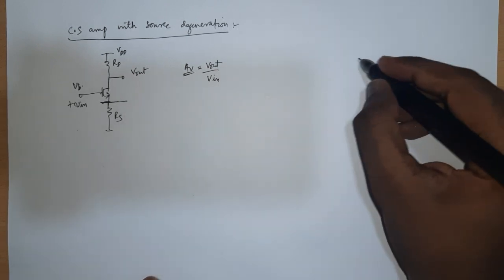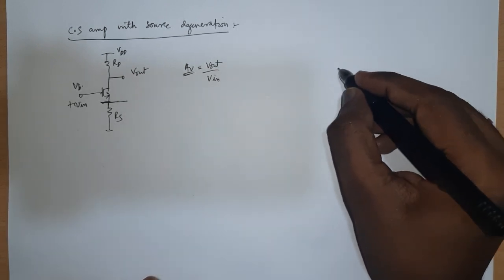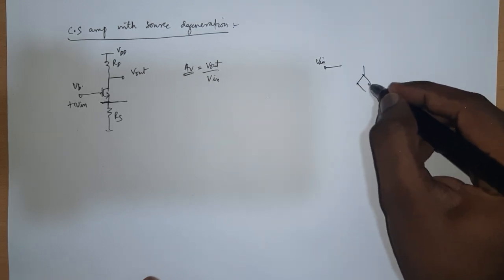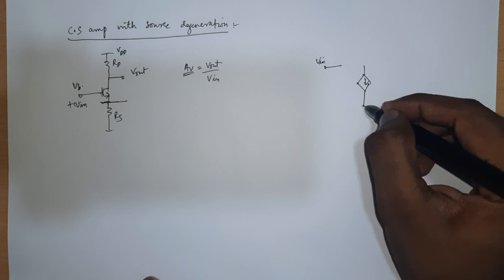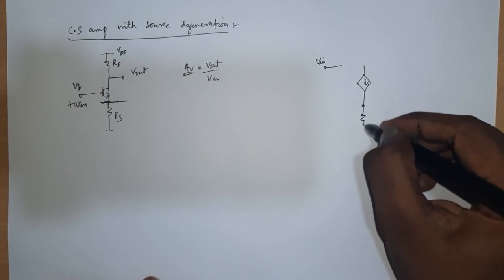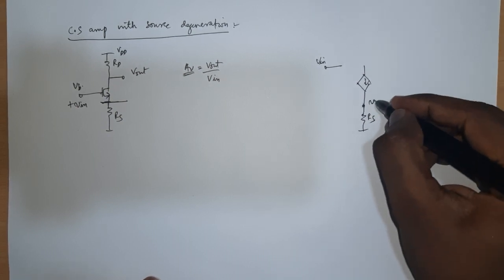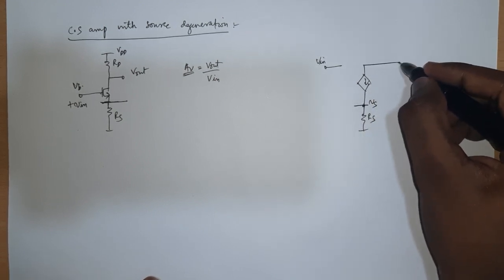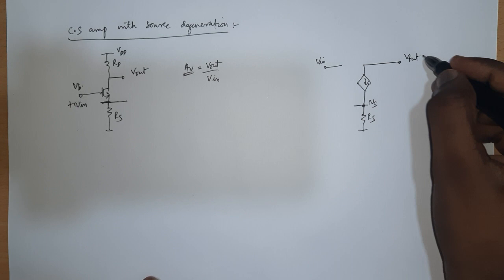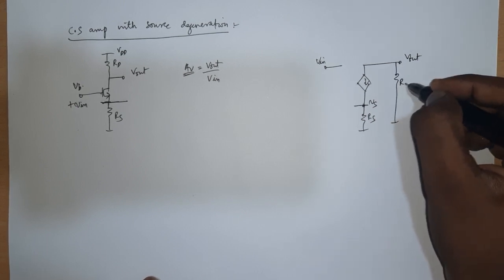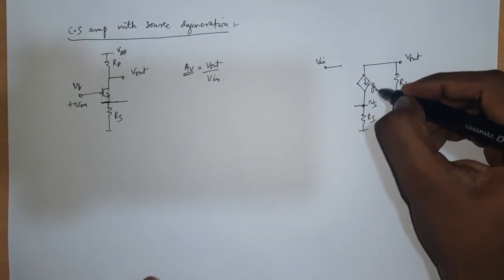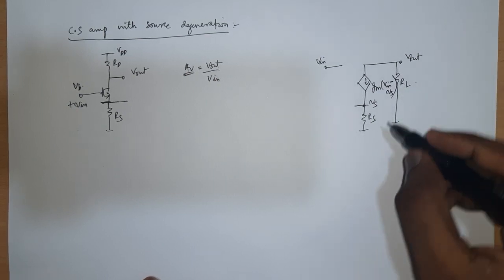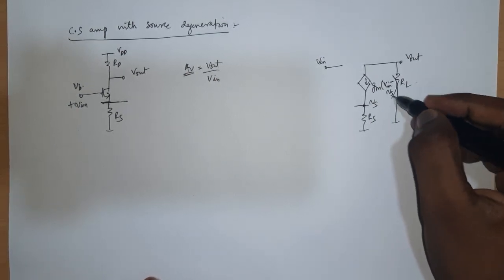You will first draw the incremental picture. So I have V in and I have a current source, but this current source is not connected to the ground, rather it's connected to some RS, and some VS is there. This is my output, and I have a load connected to ground. Now this is GM times V in minus VS. So it's not GM V in alone, it's GM times V in minus VS.